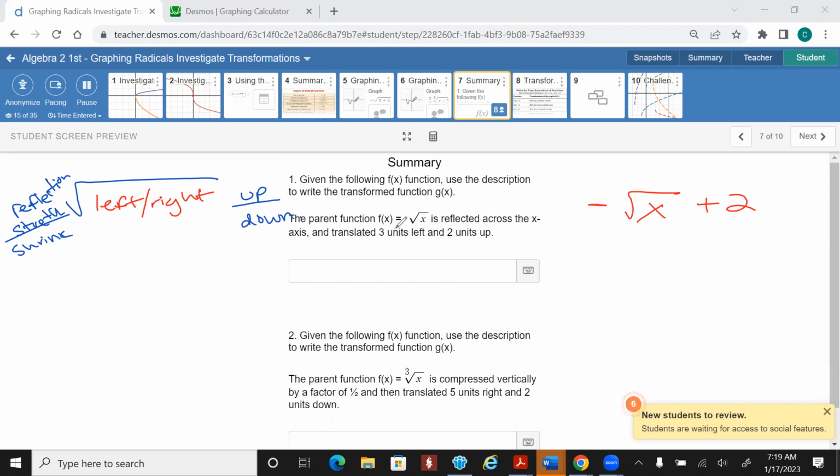Okay, so then they tell us 3 units to the left. So we're gonna say plus 3 underneath that radical. Right, the reason why we do plus 3 instead of minus 3 is because it's the opposite when it's underneath that radical. Okay, and you can always check this by plugging it into Desmos and seeing it being graphed.